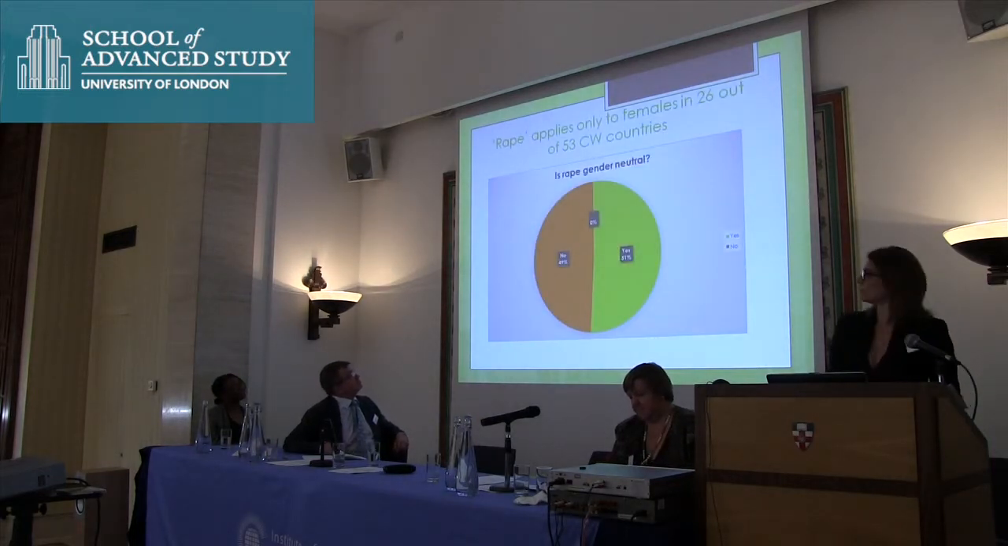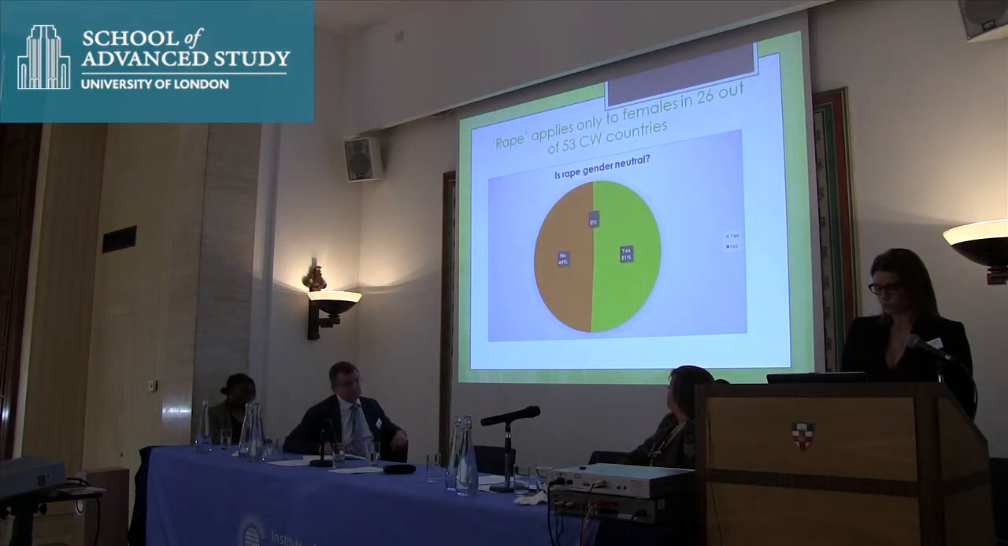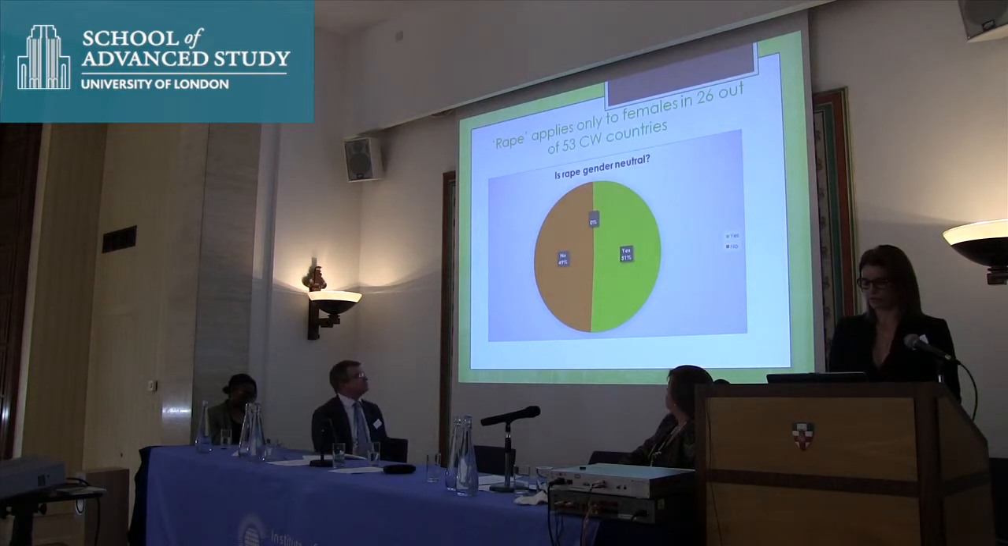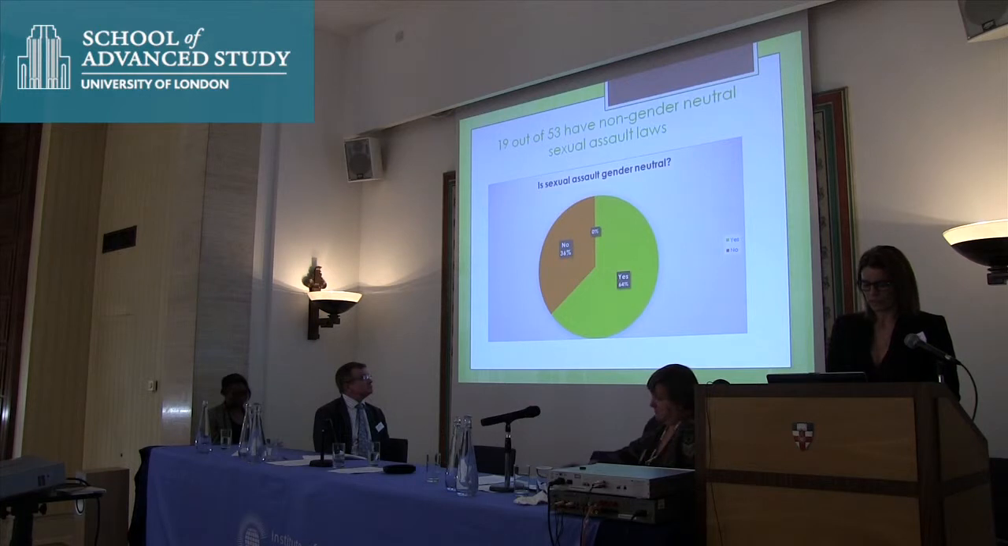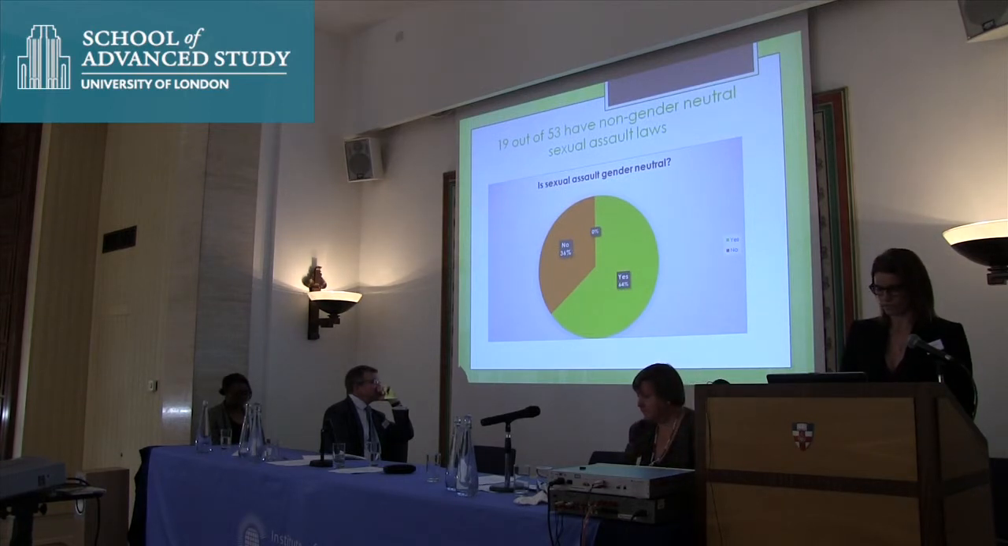So the result, and here come the pretty pictures, which I hope will give the picture around the Commonwealth today. Rape still only applies to female victims in 26 out of 53 Commonwealth countries. So just over half still only have rape as a concept that can be committed against a female victim. In a slightly smaller number of countries, but still 19 out of 53, there are non-gender neutral sexual assault laws. So those indecent assaults are something less than rape, but a sexual offense of some kind. So still quite a bit of sex-specific laws rather than gender neutral laws.